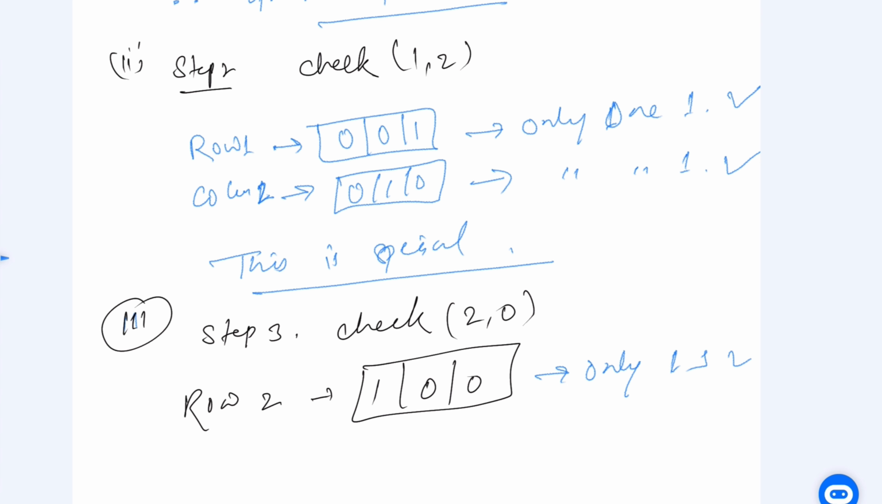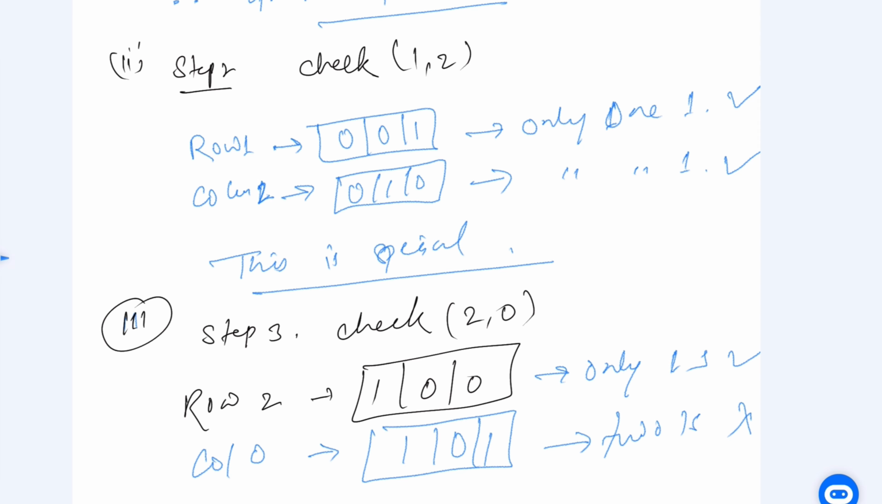It is correct. But in column 0 we saw that there we have 1, 0, 1, right? And 2 1s are there, so it's not valid. So it is not special, right? I hope you understand.